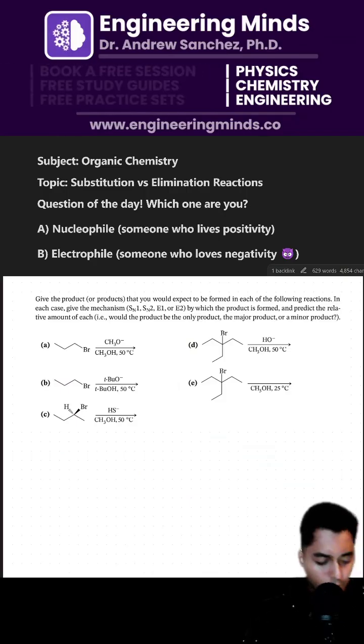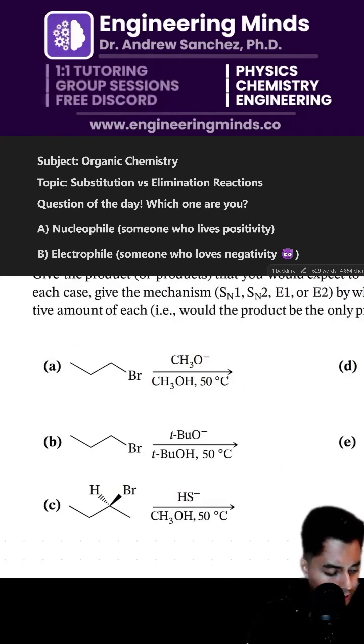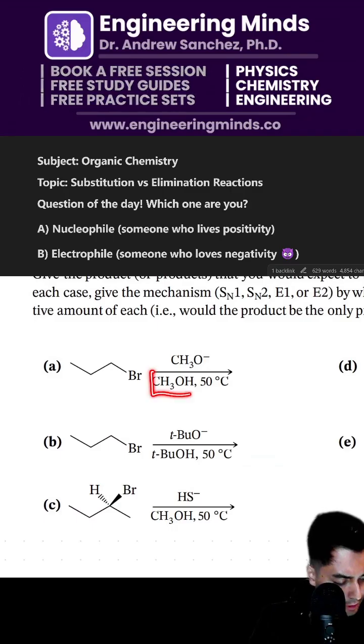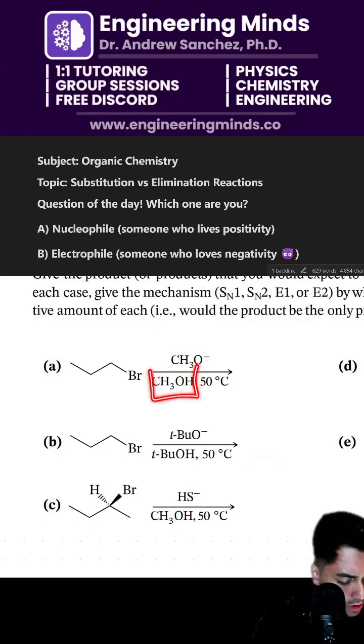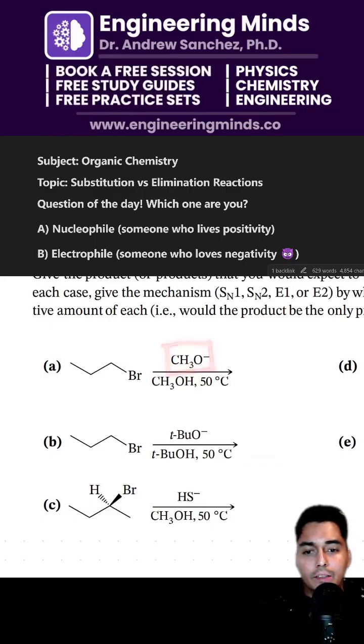So the first one here is number 1, 2, 3. Okay, we're going to lock in for this problem here. CH3O minus. Okay, CH3O minus. And then we have methanol here. So notice we have an alcohol with the deprotonated form, CH3O minus, here.